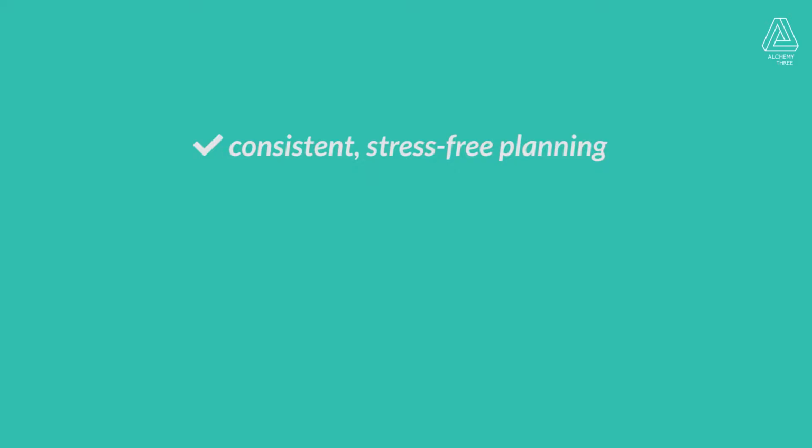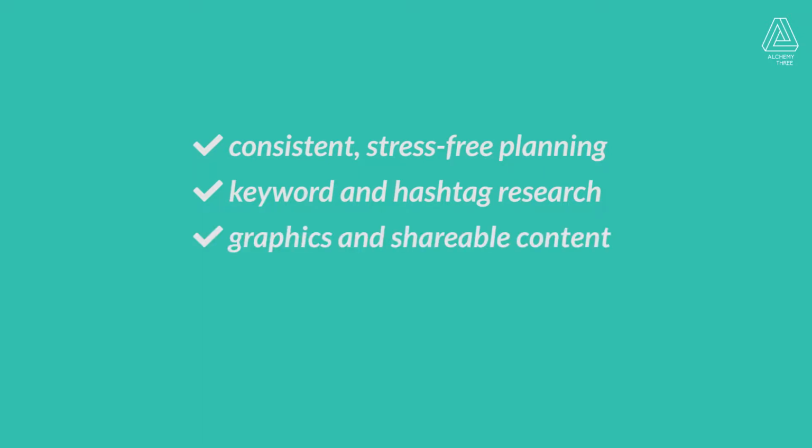Okay, so what the series is going to do is give you a nice 6-month plan to create a calendar that provides a big picture strategy for consistent, stress-free planning. I'm going to give you tips for keyword and hashtag research. I'm going to show you how to create graphics and find compelling and shareable content for social media. And I'm also going to show you how to schedule these posts months in advance.